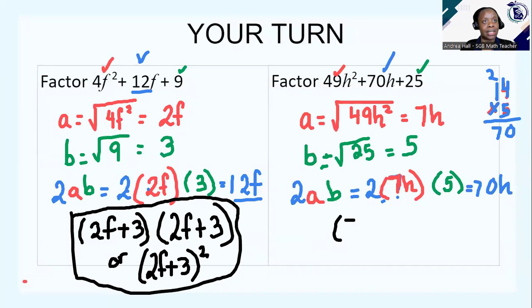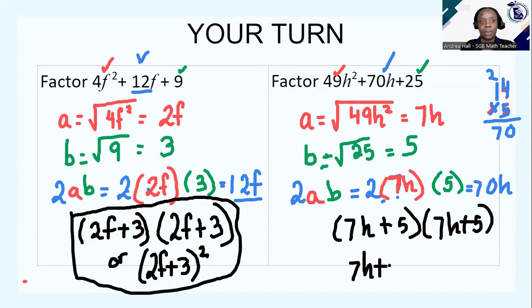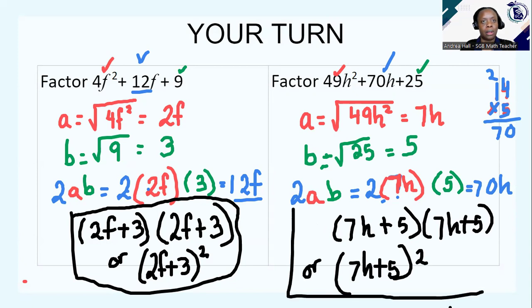I can write it as 7h plus 5 because there's a plus there. 7h plus 5. Or I could say 7h plus 5, all of that squared. Okay, either one will work. I'll accept either one. That's your turn. I hope you got that correct. If not, make some notes.